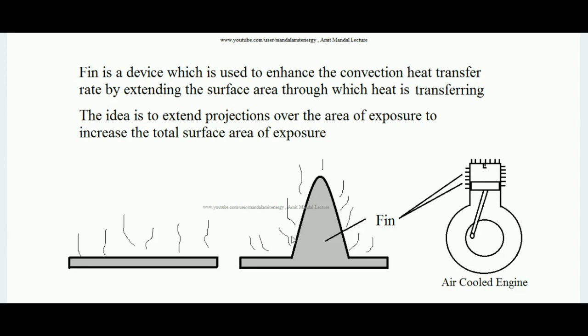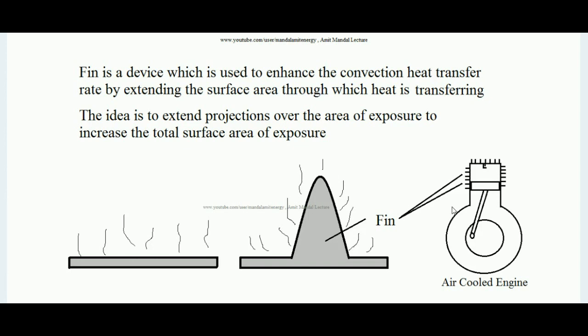And what is the benefit of this? Due to this, the net surface area through which heat is transferring to the environment has been increased. You can see over here this much area is there, but when the surface area is extended, the surface area has increased. Heat transfer rate is proportional to the surface area of exposure. Therefore, by increasing the surface area, the heat transfer rate increases.